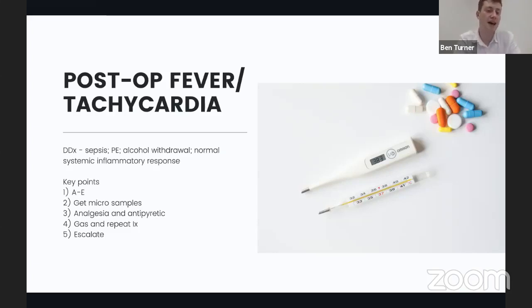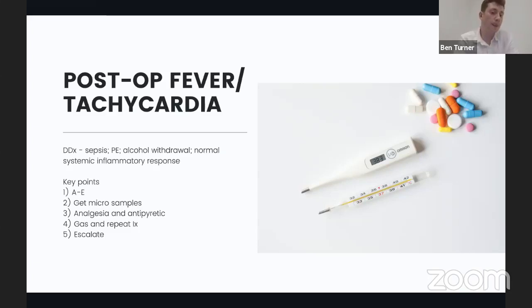And as the FY1s on the wards, you guys are going to be the first line of defense in medicine. So it's important that you're thinking about these things, because otherwise the surgeons won't. But you've got all other differentials for fever or tachycardia, like pulmonary embolism. So obviously an important one to watch out for post-op. Things like alcohol withdrawal, we've seen on the wards before.